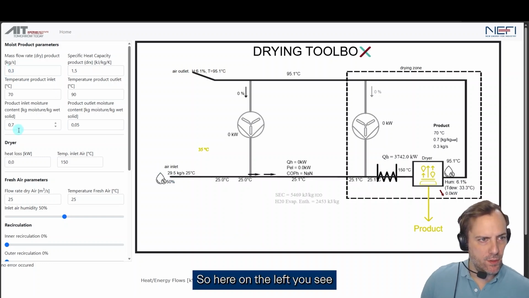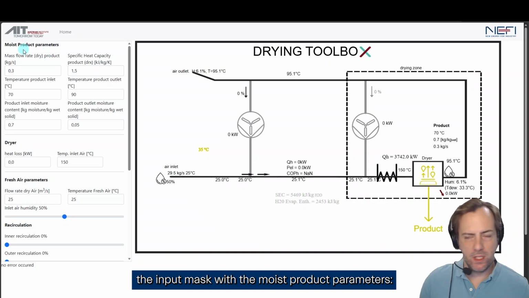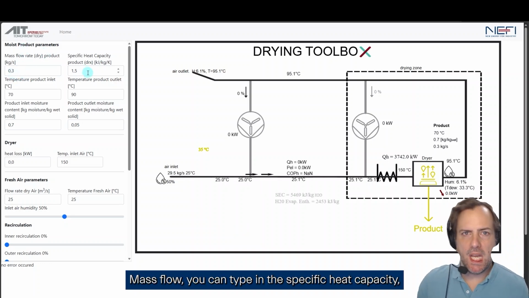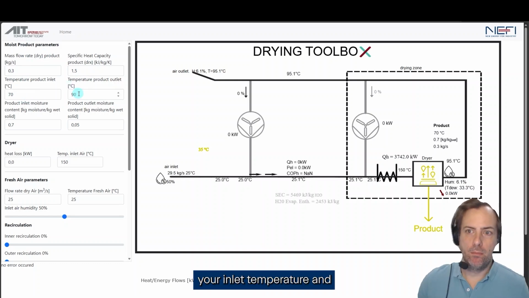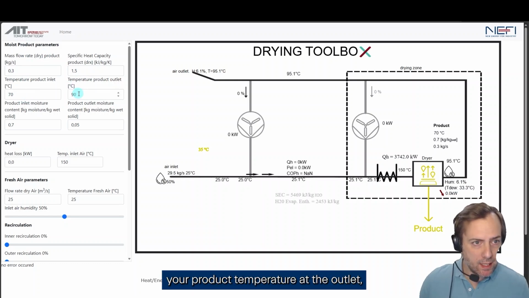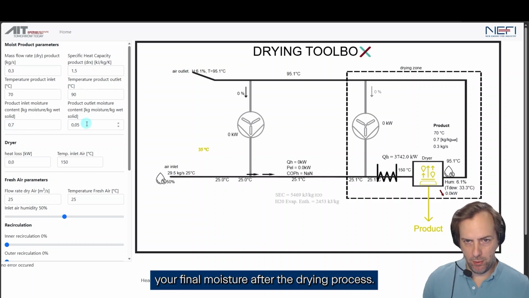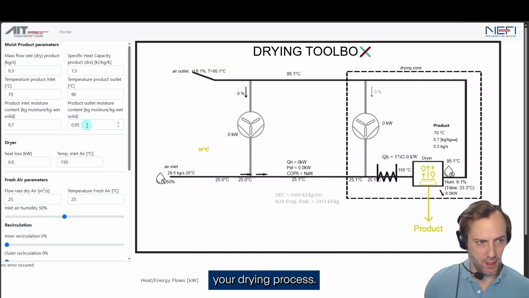So here on the left, you see the input mask with the moist product parameters. Mass flow, you can type in a heating capacity, your inlet temperature and your product temperature at the outlet, your product moisture, and also your final moisture after the drying process. So this is basically the parameters which define your drying process.